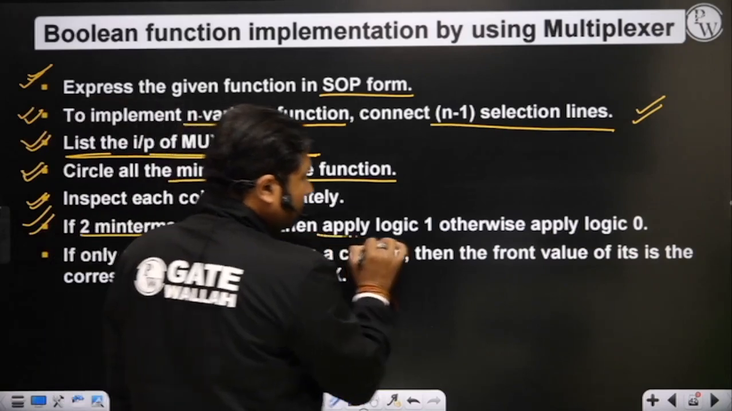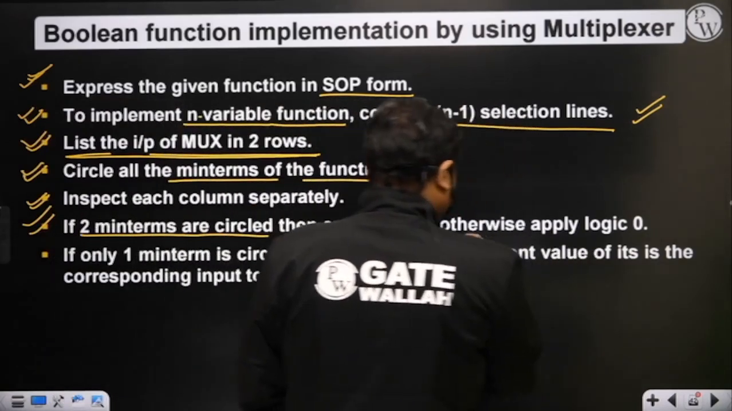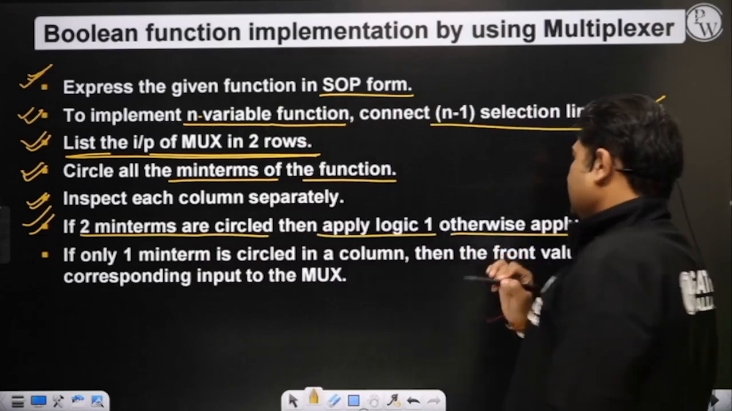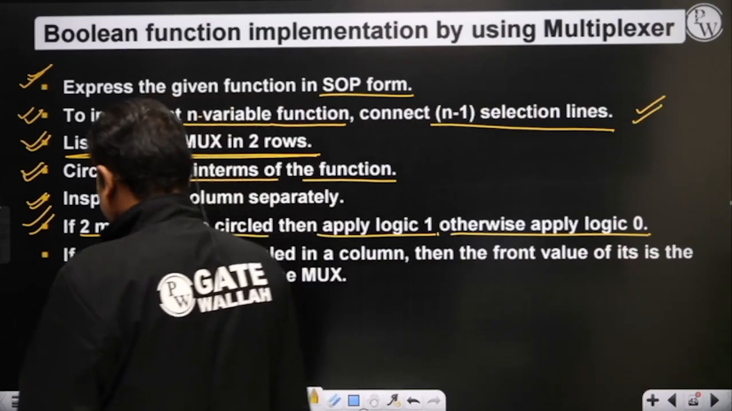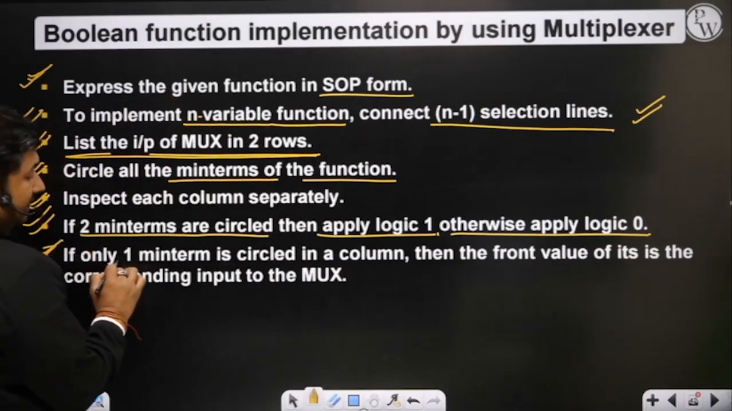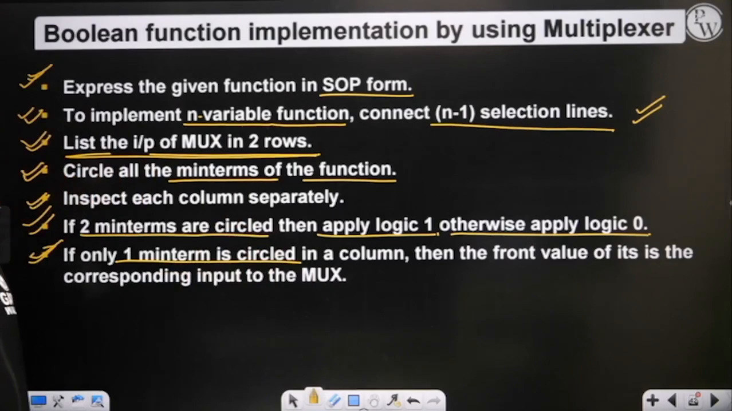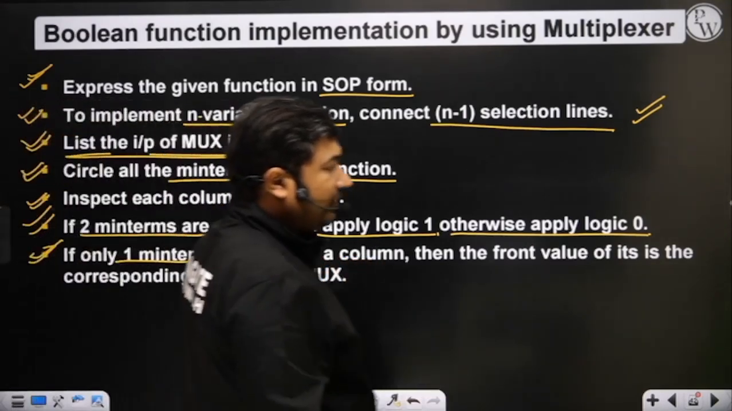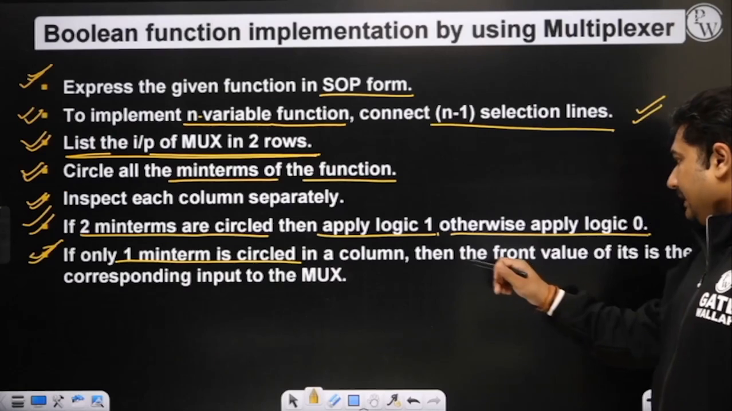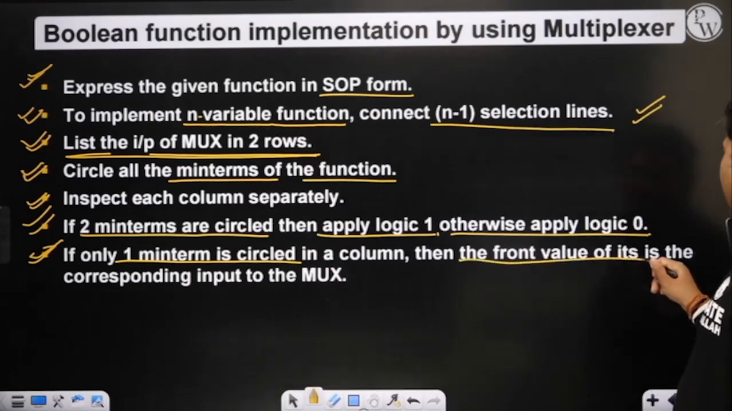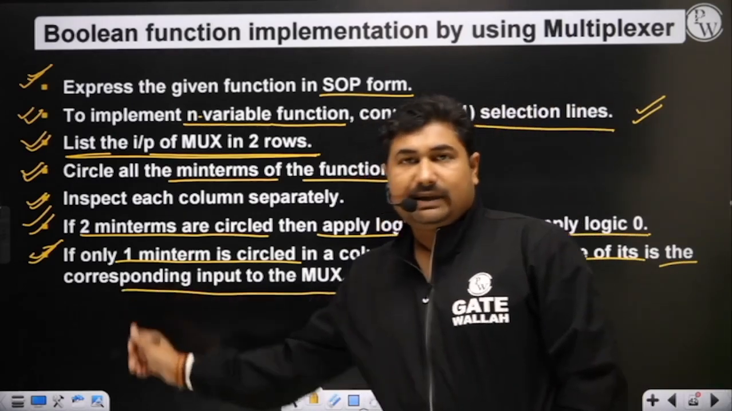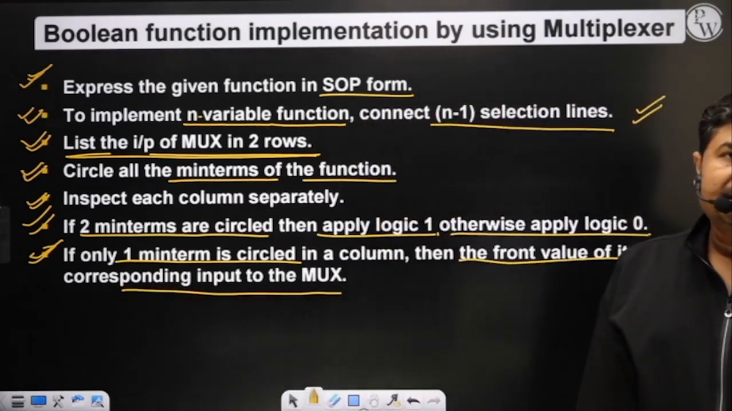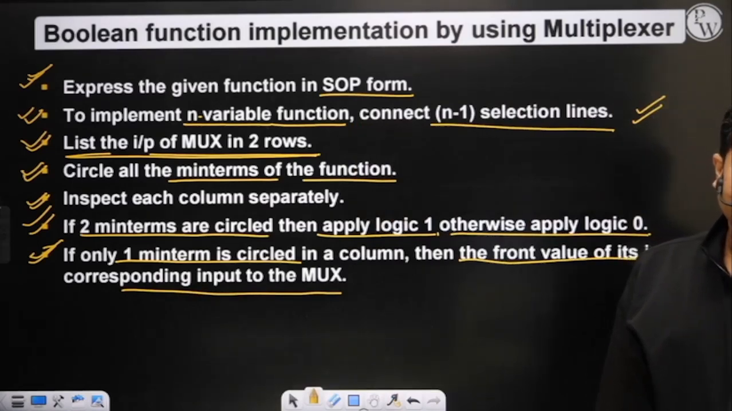If two min terms are circled, apply logic 1. Otherwise, apply logic 0. If only one min term is circled in a column, then its front value is the corresponding input to the multiplexer. Please note down, these are very important points.